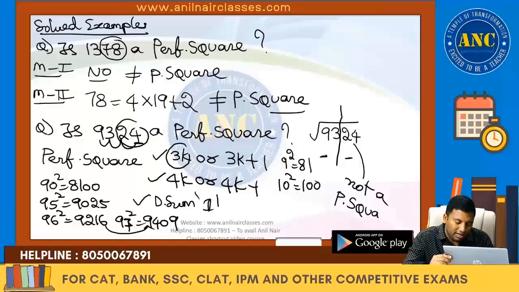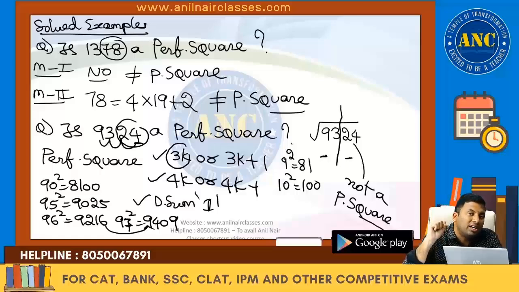I hope the idea is clear. Again I am explaining, not always can all the numbers be directly found out by using: a perfect square never ends with 2, 3, 7 or 8. A perfect square's digital sum is 1, 4, 7 or 9. A perfect square will always be of the form 3k or 3k plus 1, 4k or 4k plus 1. The second is a very good example where all are failing. In such cases, what to do? You take the square root of 9324, start from the rightmost, keep a slash after 2 digits.